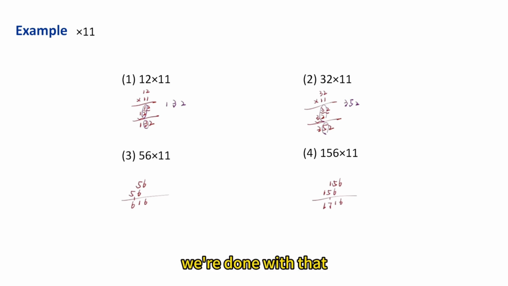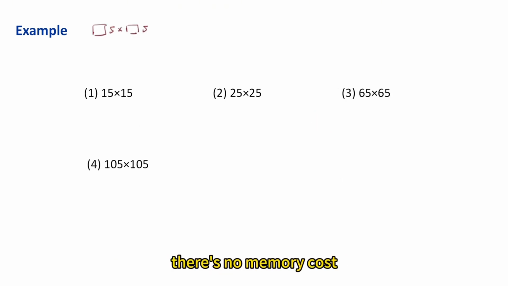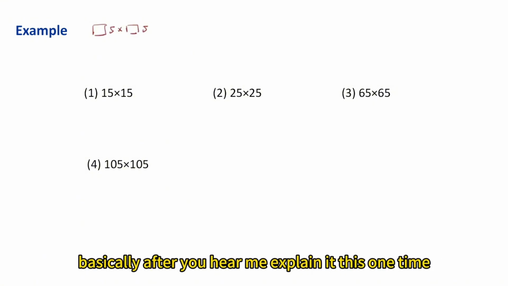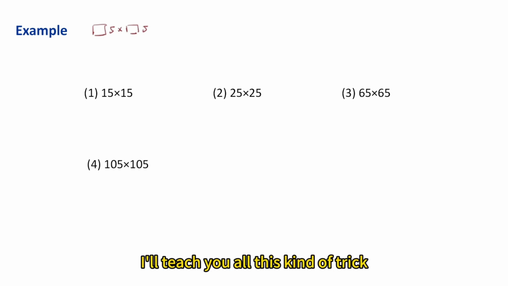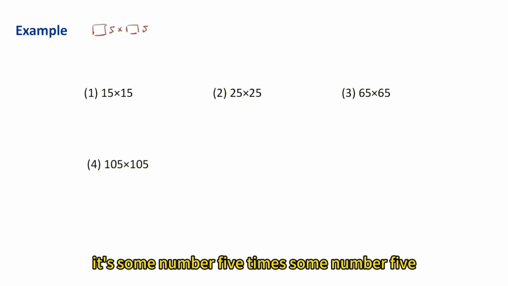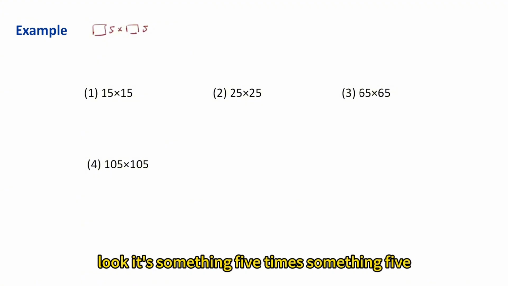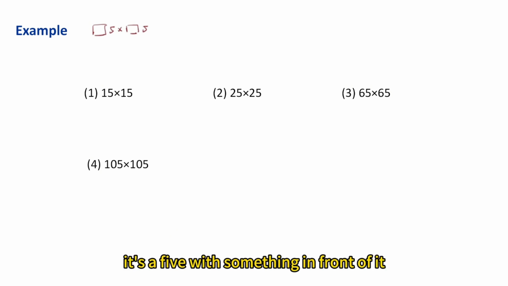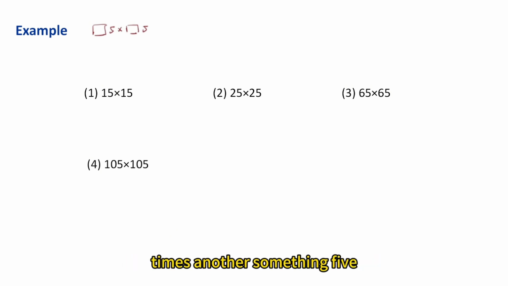We're done with that. I want to teach one last trick. Okay. This one is also very useful. There's no memory cost, no jingle, and nothing you need to specially memorize. Basically, after you hear me explain it this one time, you'll remember it for the rest of your life. I'll teach you all this kind of trick. Okay, what is it? It's some number 5 times some number 5. Look, it's something 5 times something 5, not 05. See how I'm expressing it? It's a 5 with something in front of it, times another something 5.